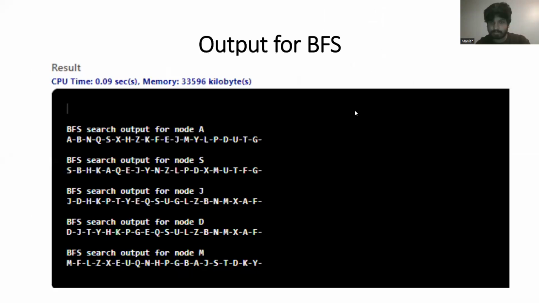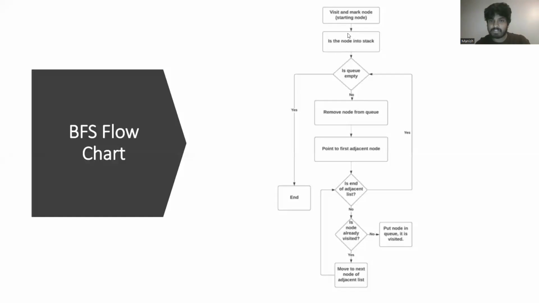So first, insert the node at the starting node. Then put the node into the queue. Then check whether the queue is empty or not. If yes, then it will end the program, or else it will remove the node from the queue.